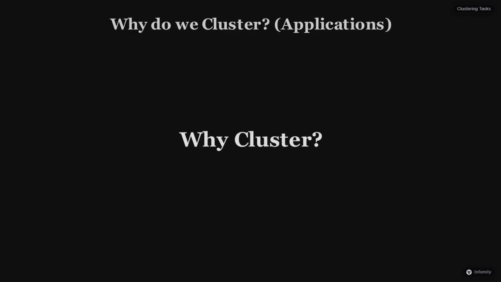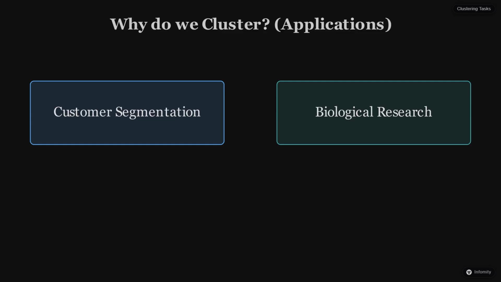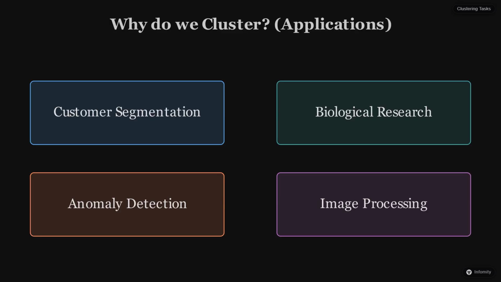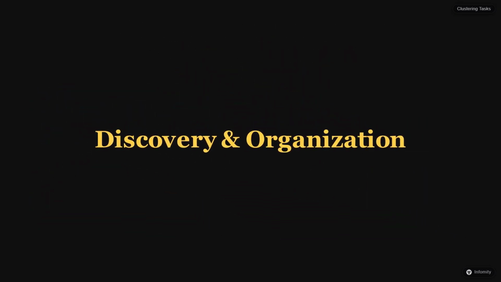Clustering helps us understand complex datasets by simplifying them. In marketing, it identifies customer segments, allowing companies to tailor strategies. In biology, it groups similar genes or proteins. For anomaly detection, it helps spot unusual data points that don't fit into any group. In image processing, it can separate different objects within a picture. It's a powerful tool for discovery and organization.